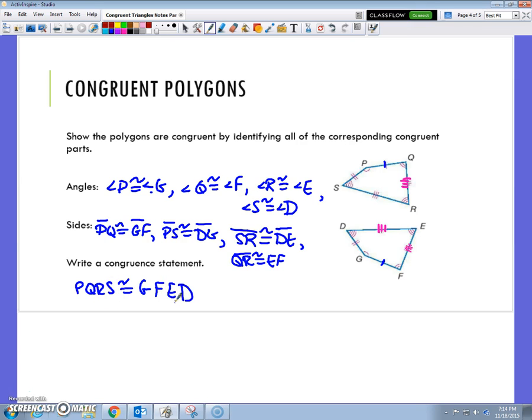Now let's just double check to make sure this is a valid congruent statement. Is PQ and GF the same? Yes, they are. QR and FE, where's that one at? Okay, that worked out. RS and ED, yep, right there. And then finally SP and DG. Having these on our paper for the first view is going to be important because we need to make sure that our angles line up as well as our congruent segments.